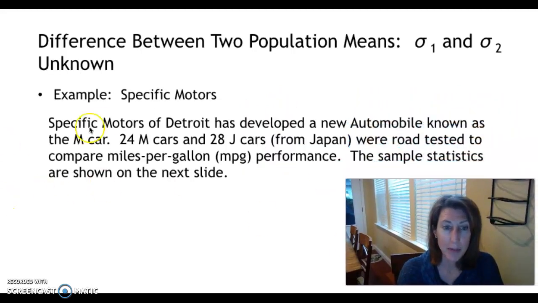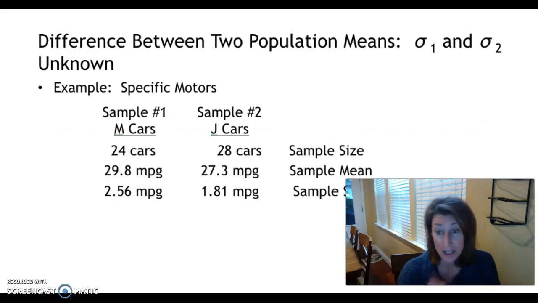What's an example? Maybe we've got Motors of Detroit. It has a new automobile known as the M car. It makes 24 M cars, 28 J cars. Those ones are actually from Japan. And we tested them on their miles per gallon. And here we have some sample statistics.